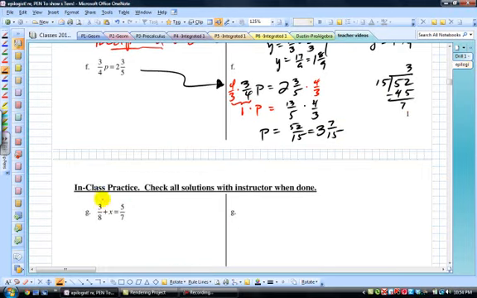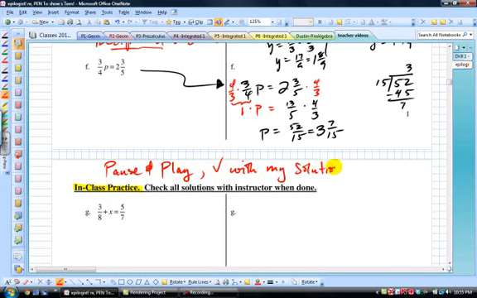Okay, let's have you give it a shot now. We're going to do some in-class practice. And remember, this is a pause and play video. So when I say pause and go for it, go for it. Pause it and go for it. And then after you pause and play, check with my solution as I summarize.